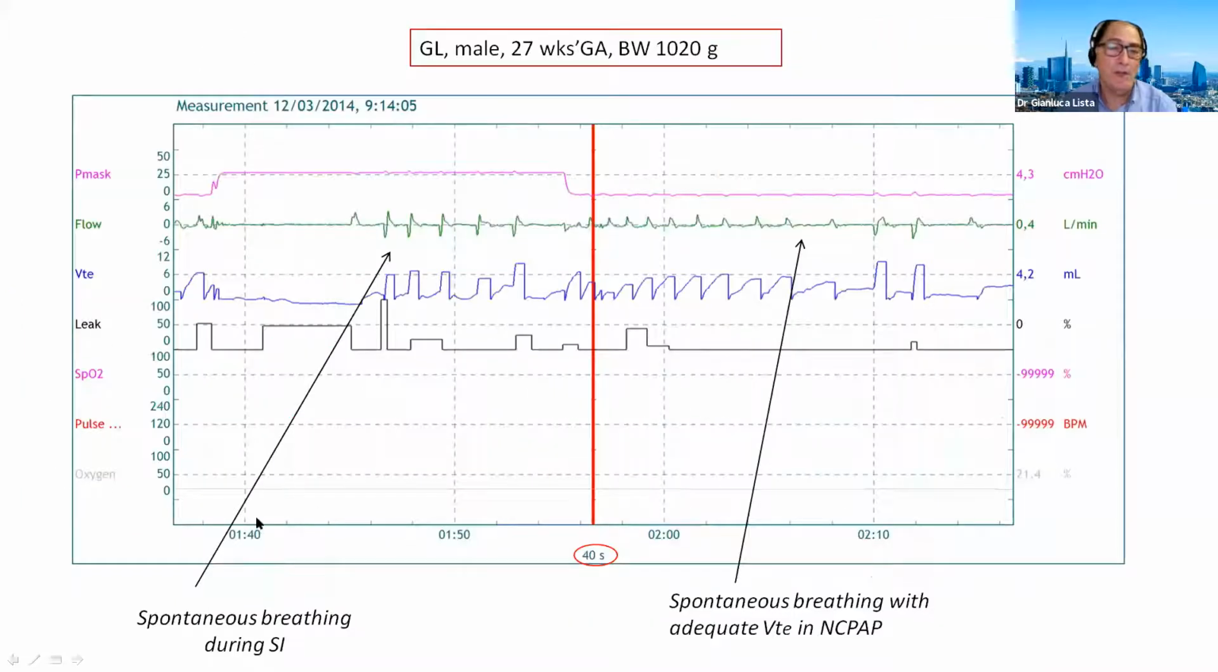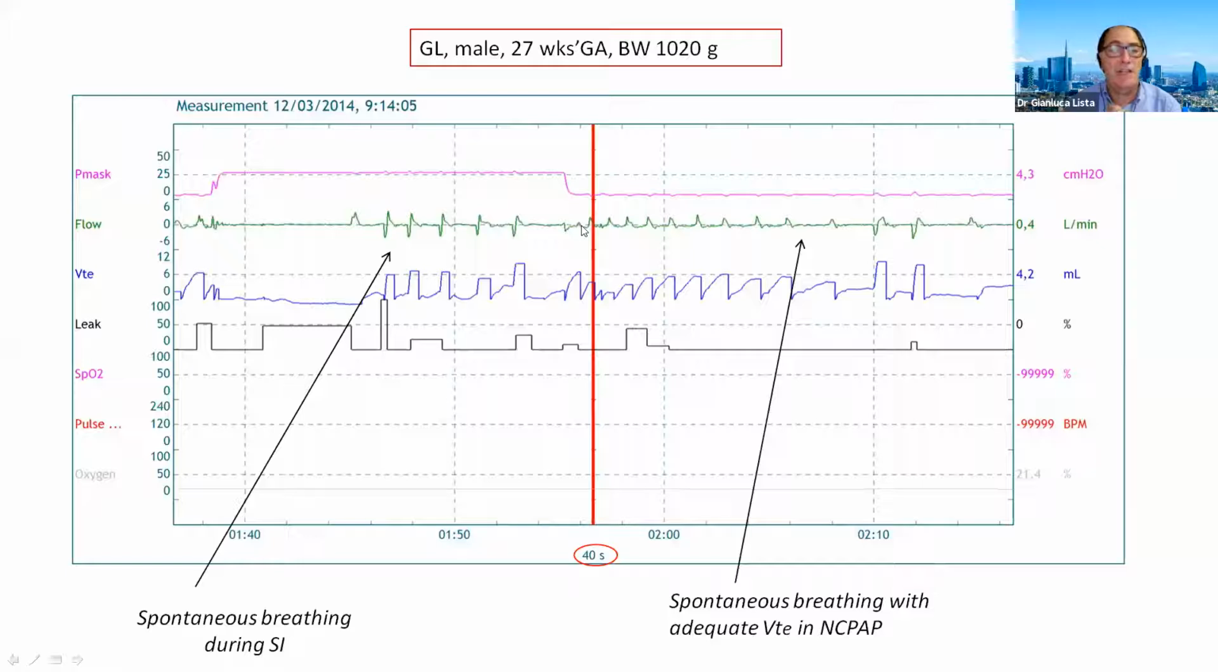This is our recording with the respiratory function monitor of a preterm infant of 27 weeks of gestational age, birth weight 1 kilo. The baby is managed with a sustained inflation. And you can see that during the sustained inflation, at the beginning the baby was not breathing, then started to have an inspiration, then expired. And so it starts to have a spontaneous breathing during sustained inflation.